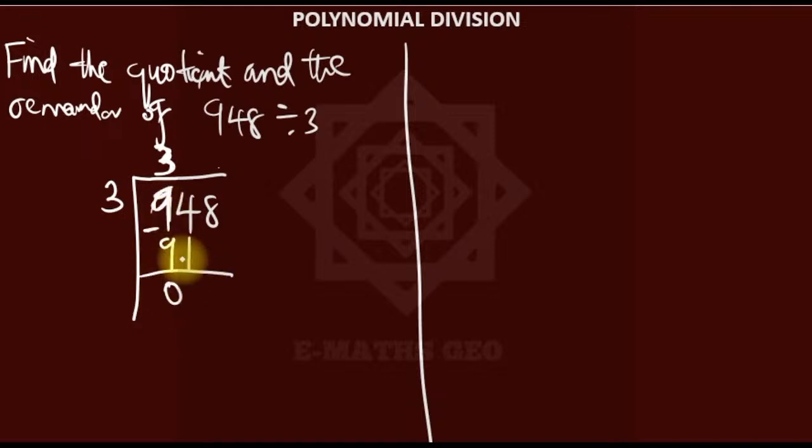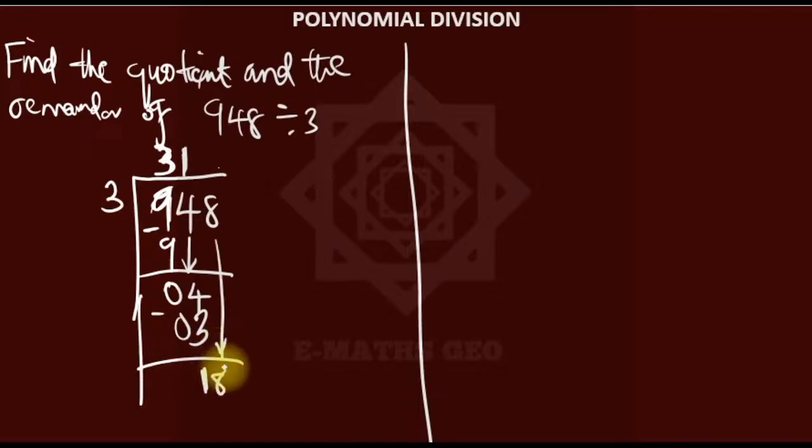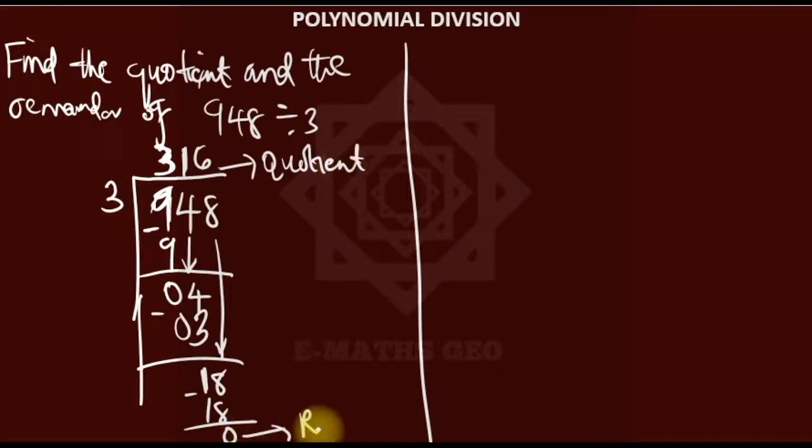So each time you finish, you bring out the next digit, which is 4. So 4 divided by 3 is 1. 1 times 3 is 3, we subtract, we have 1. Finally, we bring down 8. So 18 divided by 3 is 6. 6 times 3 is 18. So we now see that this is the quotient, and this, the 0, is the remainder.